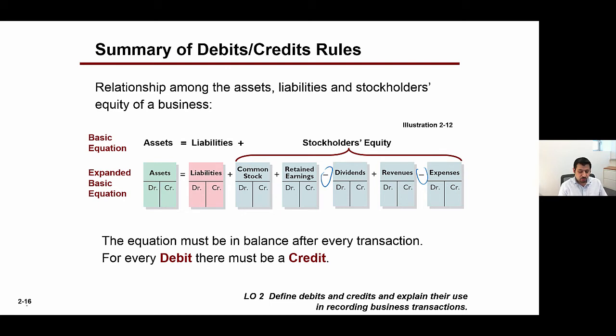So debits will increase assets, credits decrease assets. Liabilities decrease with debits, increase with credits. Common stock, debits decrease, credits increase. Retained earnings, same thing, minus plus. Dividends will be the opposite. It will be an increase with debits and decrease with credits. Revenues, again we go back to minus plus. Expenses plus minus.